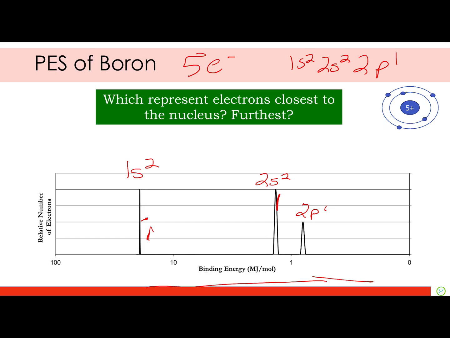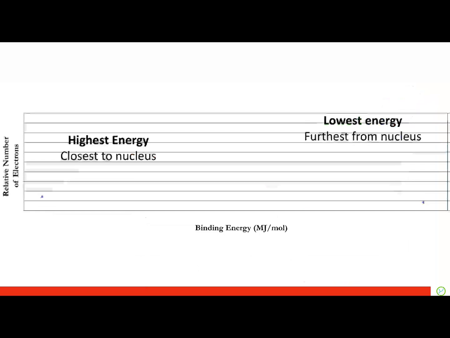Okay. Which electrons are closest to the nucleus, right? Our 1s2, these electrons right here are going to be closest to the nucleus, and the 2p1 electrons, they're going to be the first ones removed when it's ionized. So our highest energy, closest to the nucleus, is going to be on the left-hand side of our PES diagram, and our lowest energy, or farthest from the nucleus, is going to be over on the right-hand part of our diagram.